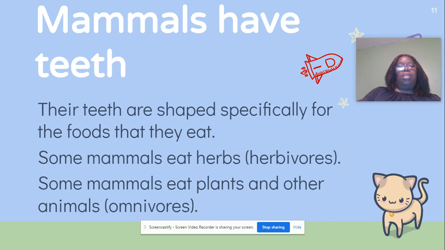Also, mammals have teeth. Their teeth are shaped specifically for the foods that they eat. Some mammals eat plants, so they're herbivores. Some mammals eat plants and animals, which makes them omnivores.